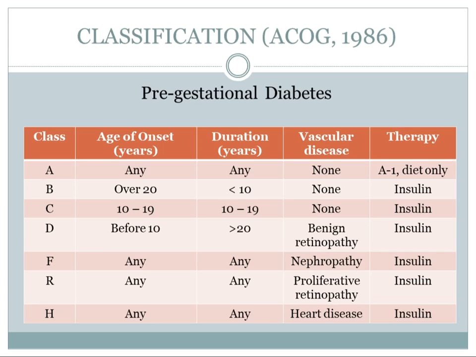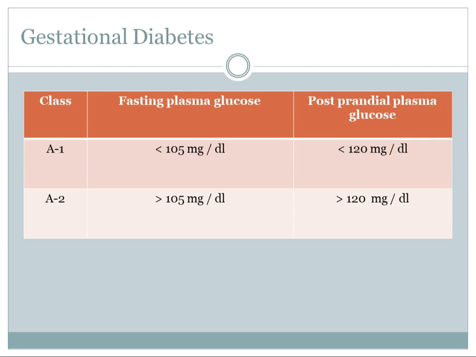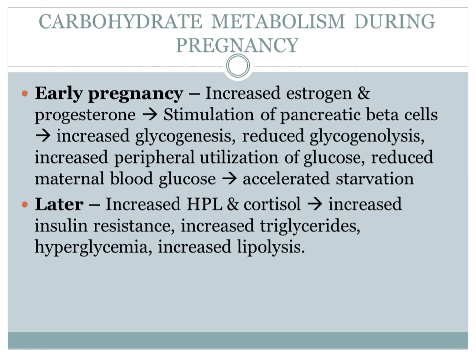So depending upon that, it has been divided into A, B, C, D, F, R, and H. It also depends on the duration of pregnancy and the presence of complications like retinopathy, benign and proliferative, or nephropathy where the kidneys are involved, or heart disease. So all this makes a difference in this classification. We are not following this now, just for completion's sake I'm telling you. Now, see, class A1, A2, another way to classify, was depending upon the fasting and postprandial plasma glucose. Again, we are not following this.